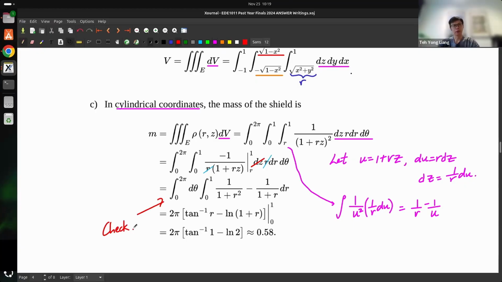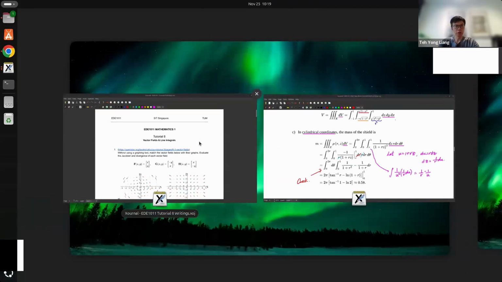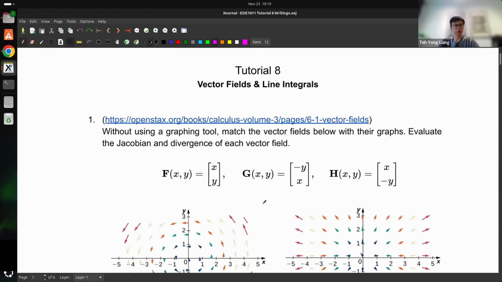Any other questions? Okay, good. So that'll be it for this tutorial 7, the last question. Then we move on to tutorial 8. This tutorial is on vector fields and line integrals.